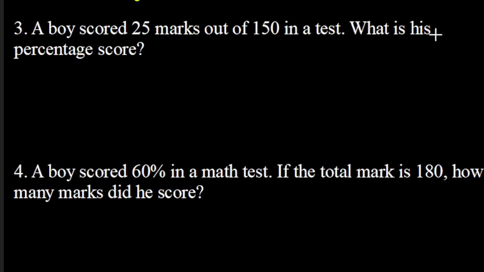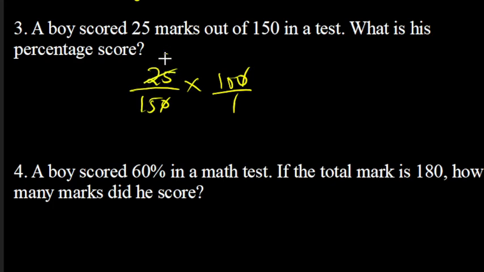All right, then for this third one, they say a boy scored 25 out of 150 in a test. What is his percentage score? So this is 25 over 150 times 100 over 1, right? So this 0 cancels this 0.